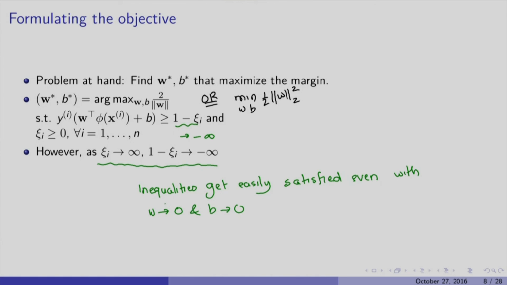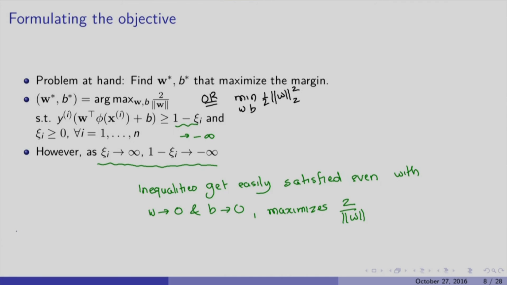And note that as w tends to 0, which means every component of w tends to 0, 2 upon norm w tends to infinity. So this basically maximizes the margin 2 upon norm w. This isn't especially what we were expecting, because this will give us a very trivial solution. Have we missed out on something? Well, it's obvious that xi i should have some more constraint.